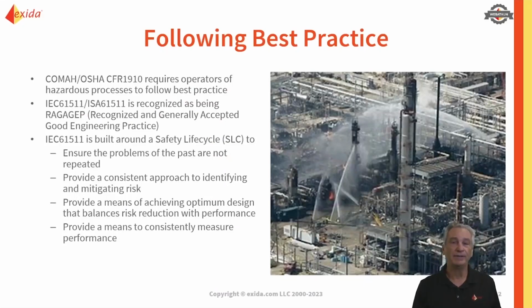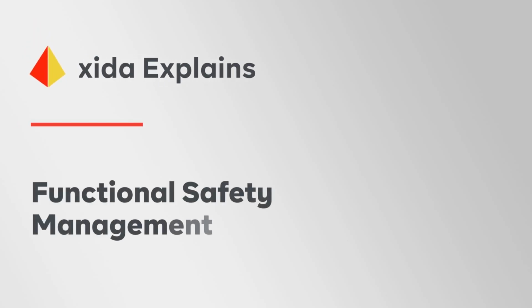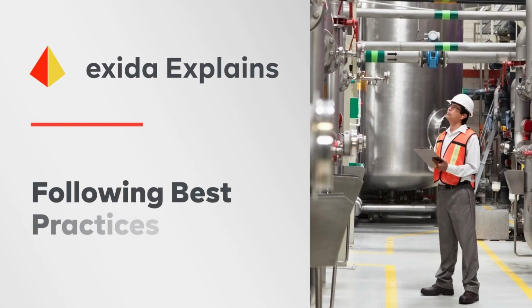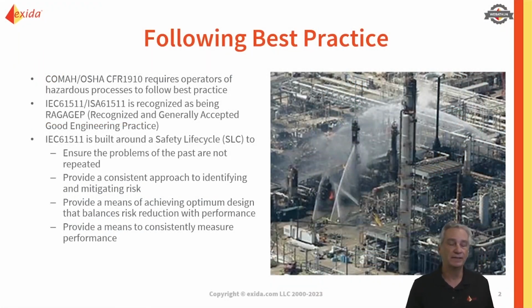I want to talk to you about why functional safety management is so important. If the company comes under the OSHA requirements here in the US, then the company is expected to follow what's known as RAGAGEP, recognized and generally accepted good engineering practice. OSHA recognizes the IEC 61511 and the ISA 61511 as being RAGAGEP. So RAGAGEP is allowing us to follow best practice, if you like.